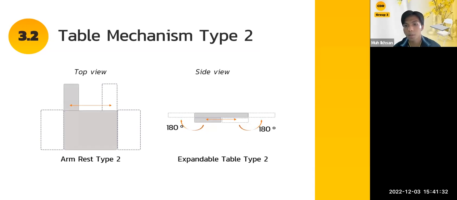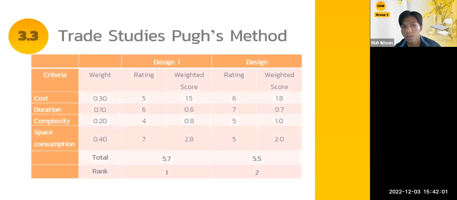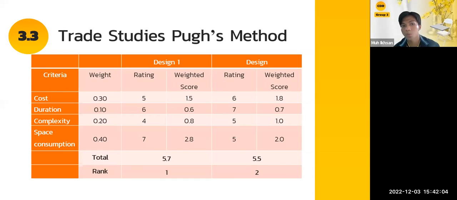And going to the second type, which is table mechanism type 2. In this option, the mechanism to expand the table is by opening the folded part under the table. The expanded table is placed under the table, but it is considered that it will take up more space in the original form. For the armrest, we can adjust it by sliding it to the left or to the right based on the student's needs. Then go to the next slide, which is the third study of both methods.